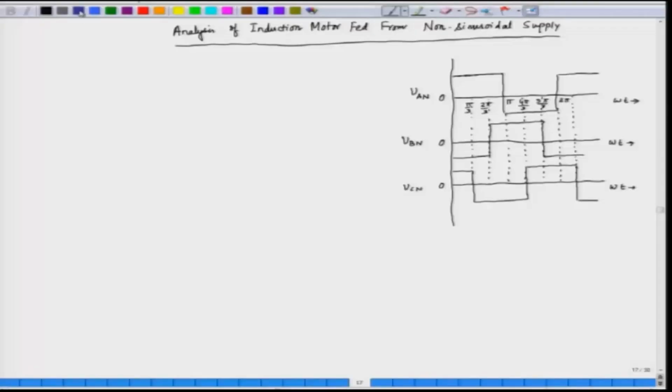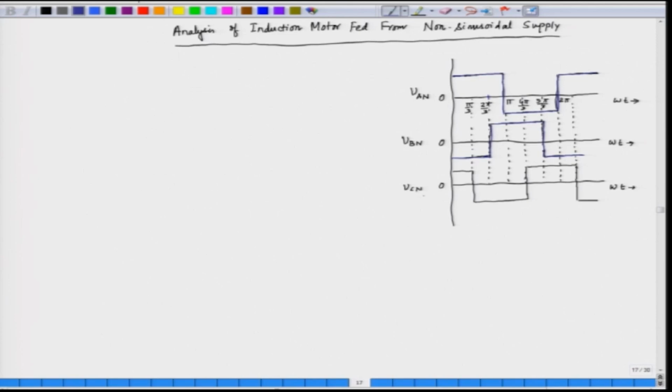Now, here we have 3 square waves. This is for phase A, and this square wave can be coming from a 3 phase inverter. Similarly, we have phase B, which is also a square wave, and this is shifted from phase A, lagging behind phase A by 2 pi by 3.